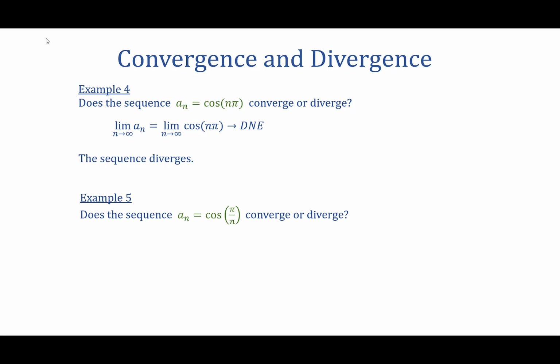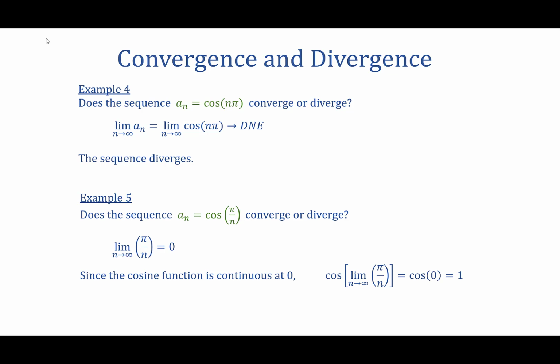What about cos of pi over n instead of pi times n? Let's look at just the limit of the inside. The limit as n approaches infinity of pi over n is 0. And we can use one of the limit rules. Since the cosine function is continuous at 0, then we can say that cosine of the limit is the same thing as the limit of the cosine. Therefore, cosine of 0 is equal to 1, and the sequence converges.